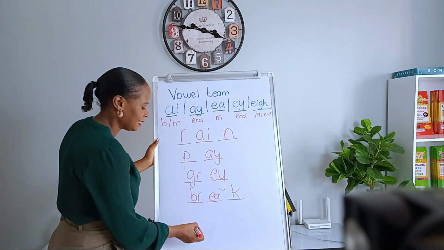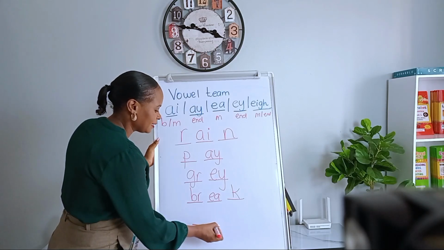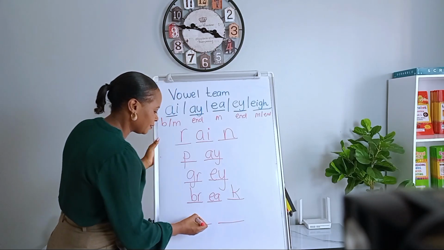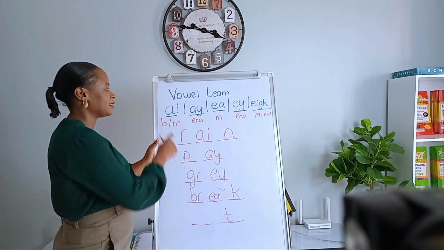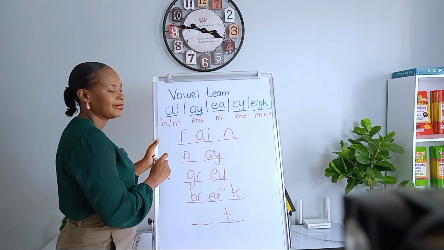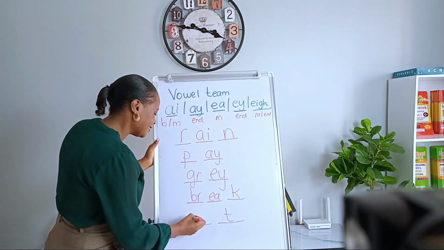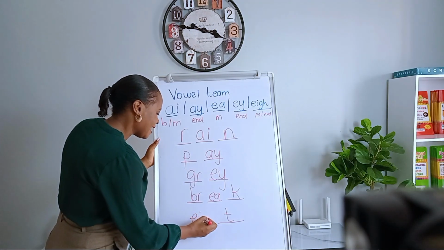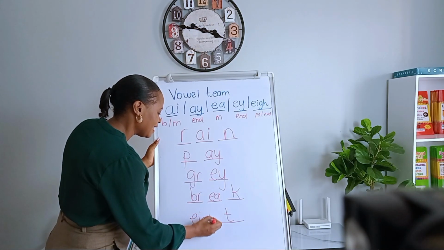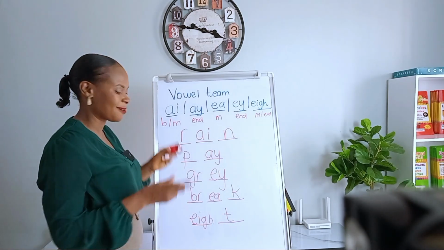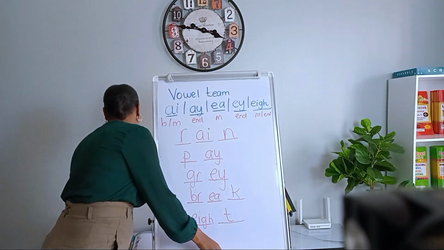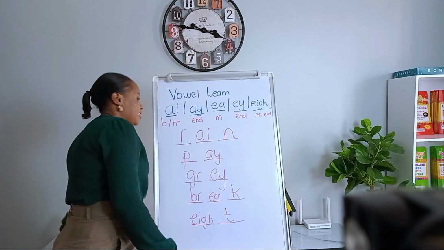All right. Next one is eight. Let's sound out. Eight. Which one should we use? AI? No. We are using EIGH to spell the word eight. I hope you get the point. Once you learn to spell them and read them quite often, you'll know the right letter combinations to use.